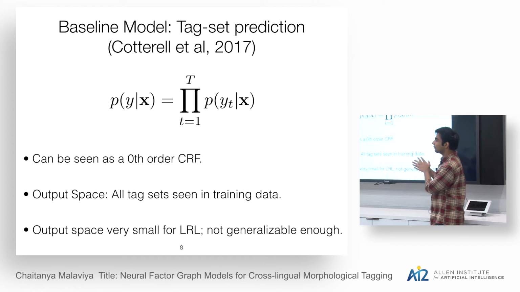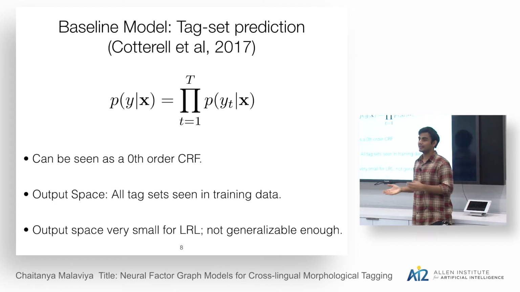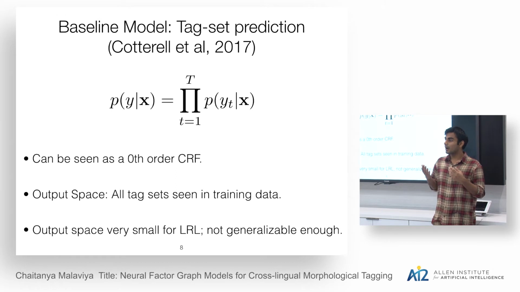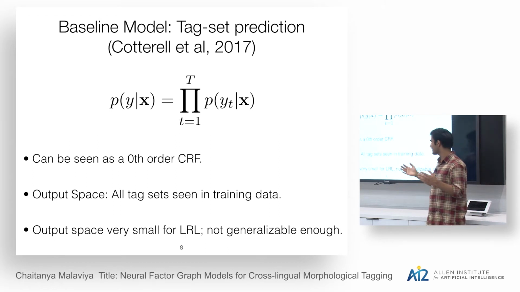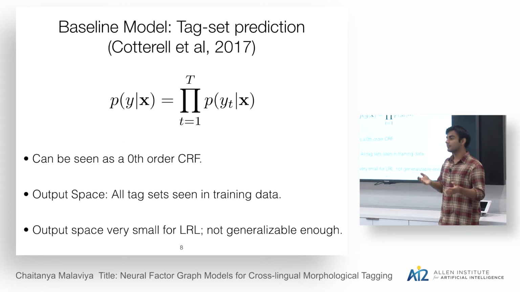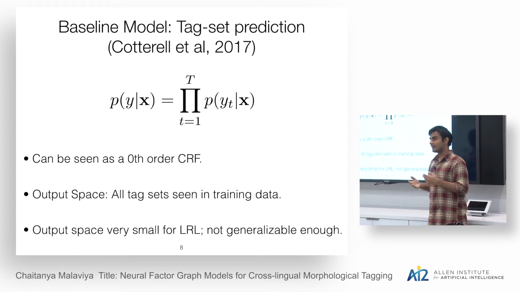This naturally becomes a problem when we have very little data. Let's say we only have 100 sentences, then we'll only have a limited set of tag sets that we can include in our output space, which makes the model not generalizable enough.